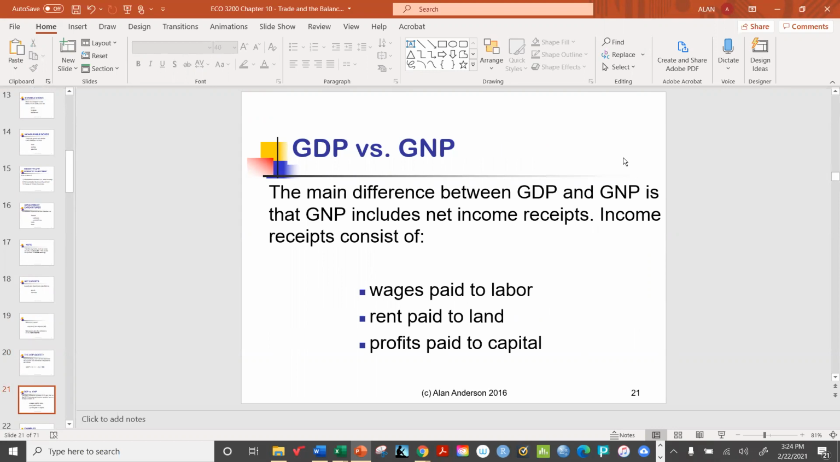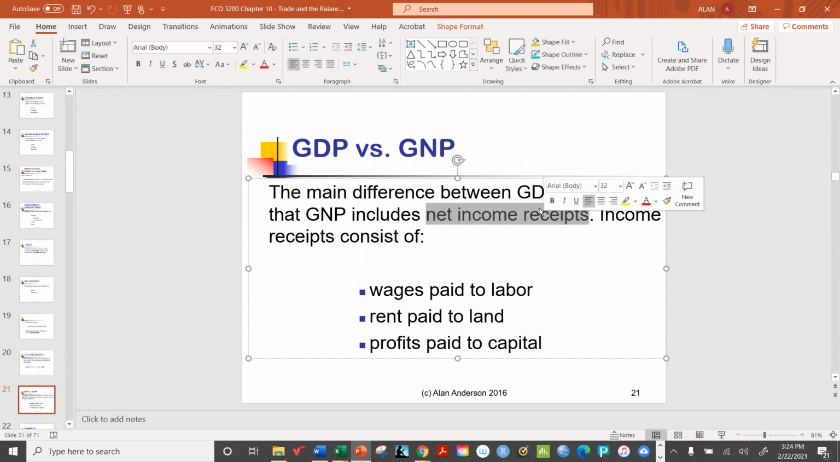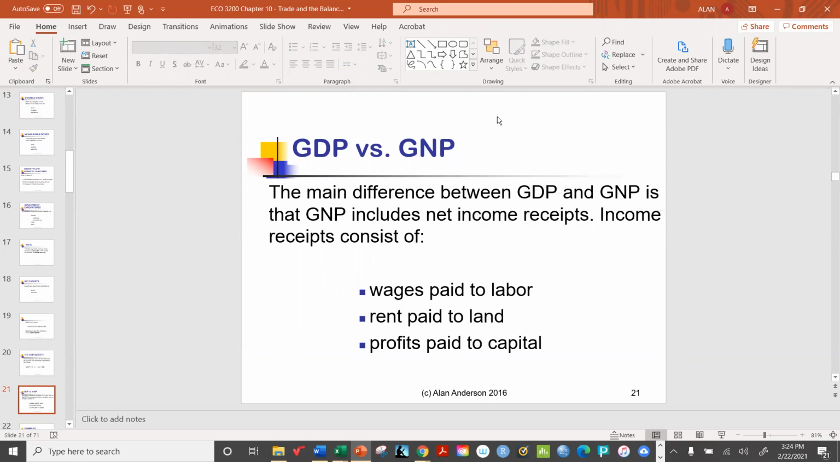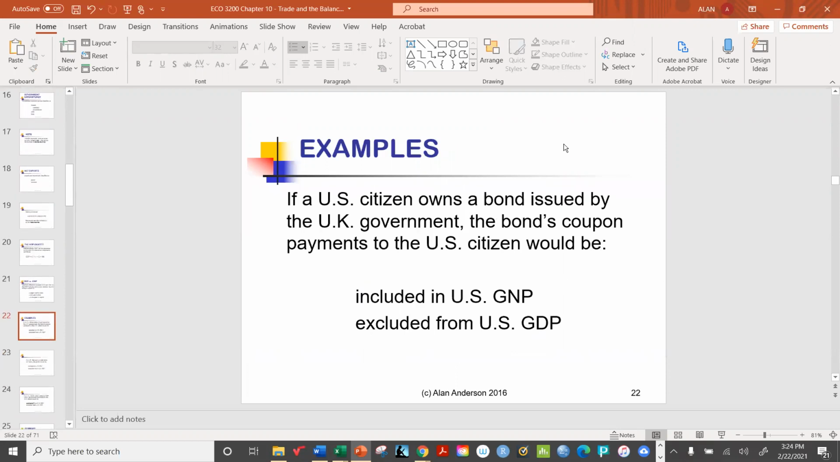And oh yeah, I just want to briefly return to this quickly. GNP, rather, includes these so-called net income receipts. Now, if you recall, income, or this is how it's formally defined, we're looking at the returns to these different factors of production, like wages are paid to workers or laborers, rent is paid to land, and profits are paid to capital owners. So these flow into and out of the country.